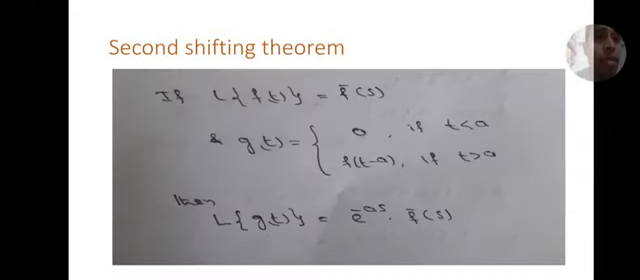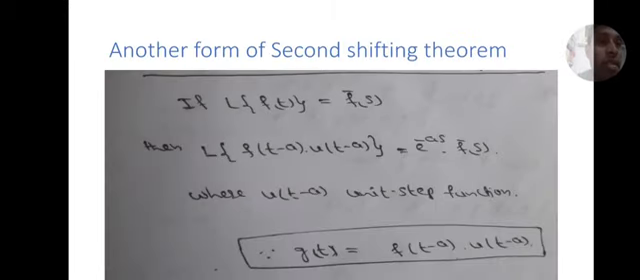So here, what is g of t? 0 if t less than a, f of t minus a if t is greater than a. So we have to compare and convert into this form. Here f of t minus a equal to t minus 4 whole cube, means f of t minus a equal to t minus 4 whole cube.